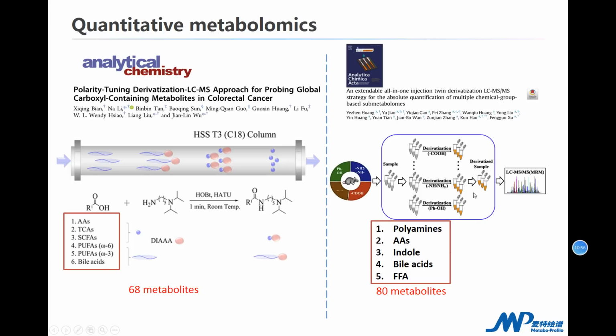And in this paper, metabolites were derivatized by 3 different reagents and mixed together for detection. It can quantify polyamines, amino acids, indoles, bile acids, and free fatty acids. In total, 80 metabolites can be quantified.